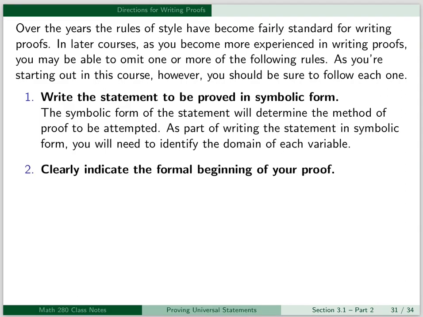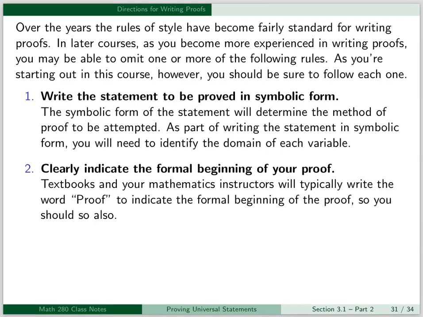Next, you want to clearly indicate the formal beginning of your proof. Textbooks and your mathematics instructors will typically write the word proof to indicate the formal beginning of the proof, so you should do so also.